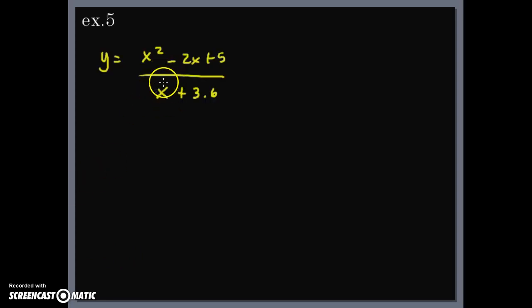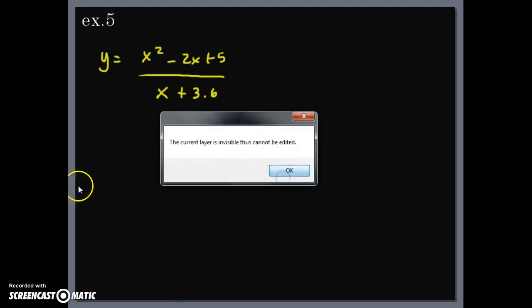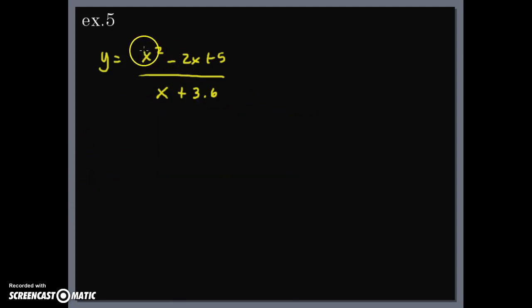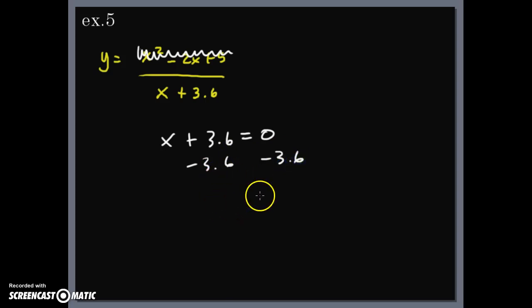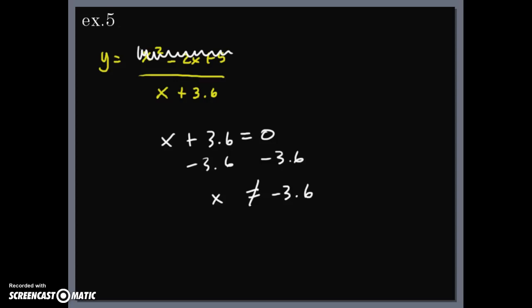Example number 5. We've got a quadratic expression in the numerator, but variables in the numerator don't have limitations, at least this numerator. And we've got this variable in the denominator that does. So what value for x would result in a 0? We're going to set it equal to 0. So we can say x cannot equal negative 3.6. That would be our domain. Any number but negative 3.6. And that is the last example for today.